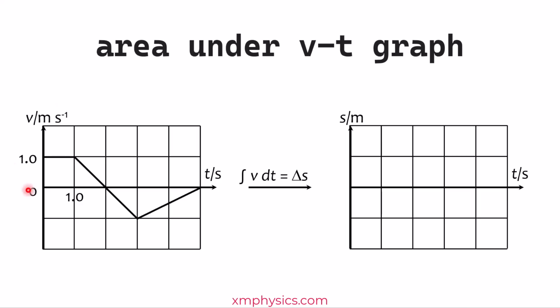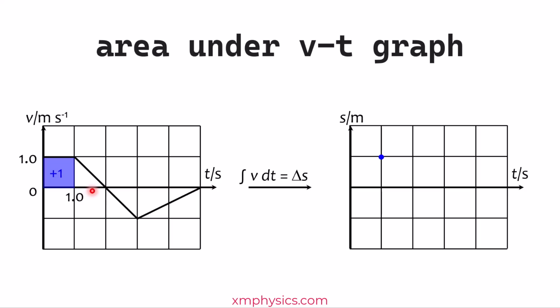So the area under the VT graph is the change in displacement. During the first 1 second, the area under the VT graph is 1 unit, positive 1 unit. That means the distance traveled is 1 unit. So the displacement has to change from 0 to 1.